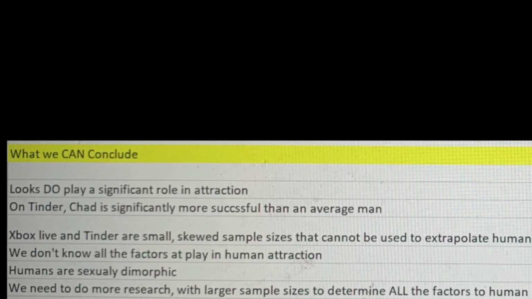So, using logic and power of observation, as well as what the data tells us, these are some things that we can conclude based on the data available to us, right? So looks do play a role in attraction. On Tinder, Chad is significantly more successful than the average man. Xbox Live and Tinder are small, skewed sample sizes that cannot be used to extrapolate human behavior. We don't know all the factors to human attraction. Human beings are sexually dimorphic, and we need to do more research and account for more variables before we're able to determine all the factors in human attraction.